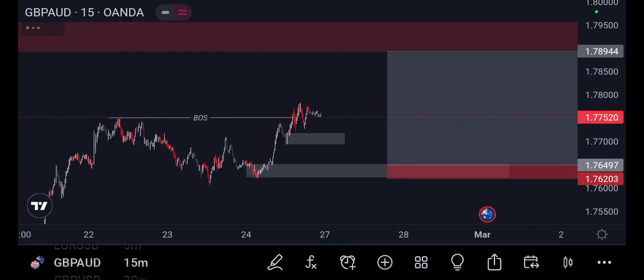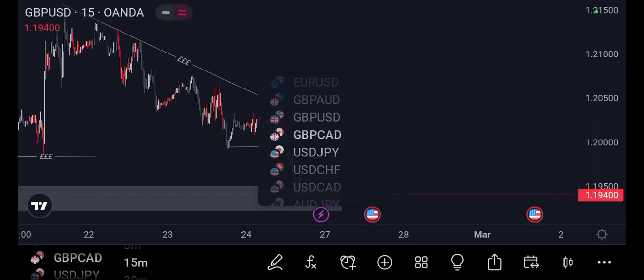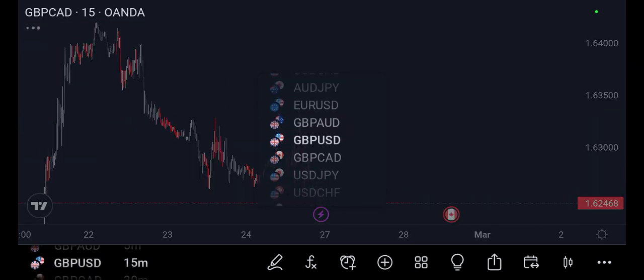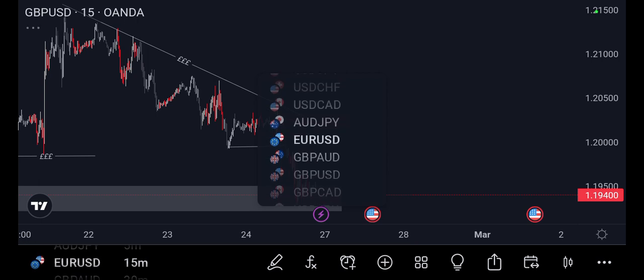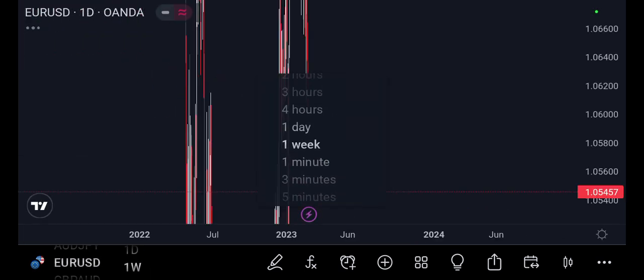So that's it for GBP AUD. Let's do one more example. Let's check Euro USD. We'll do top-down analysis. Let's start from the daily.